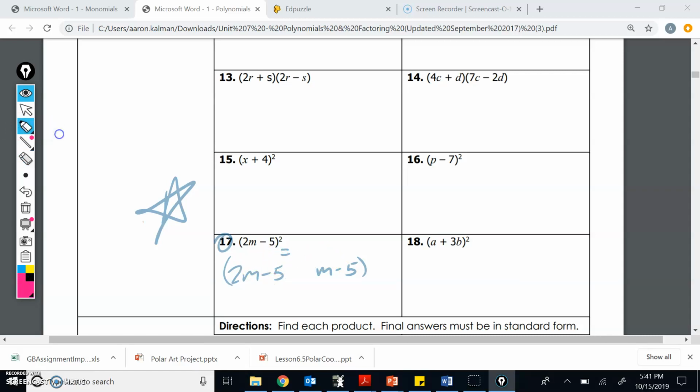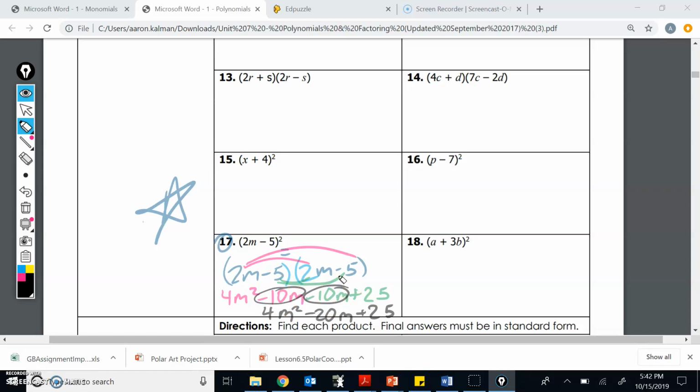Oh, excuse me. So we have 2m minus 5, so let's distribute the 2m here and here to make 4m squared, and then 2m times negative 5 is negative 10m, and then distributing the negative 5 down below makes a negative 10m. Negative 5 times negative 5 makes a positive 25. Lastly, combining like terms, we get 4m squared minus 20m plus 25 after combining the negative 10m and the negative 10m.